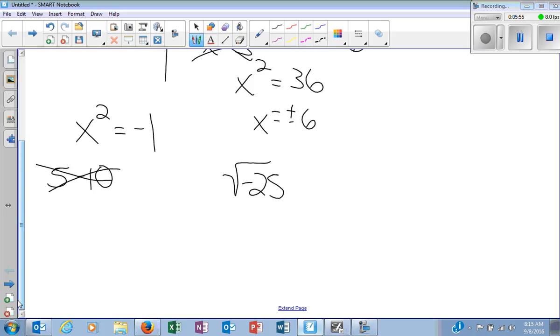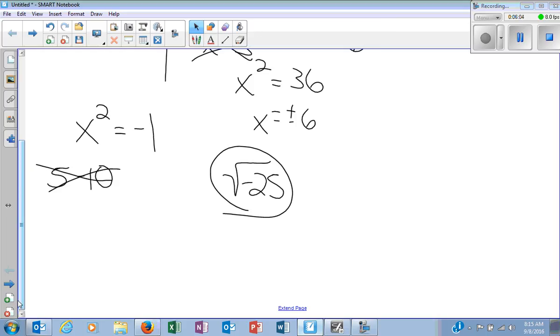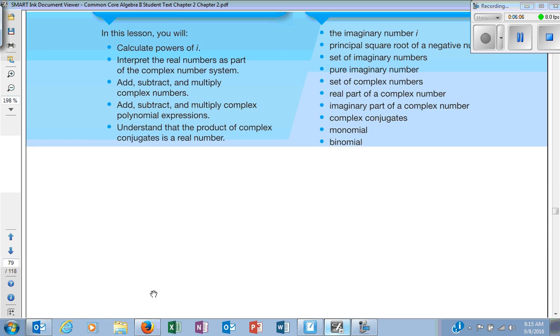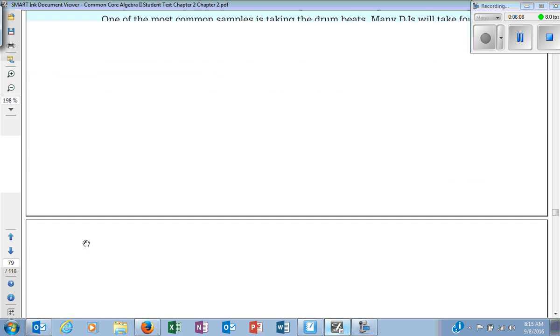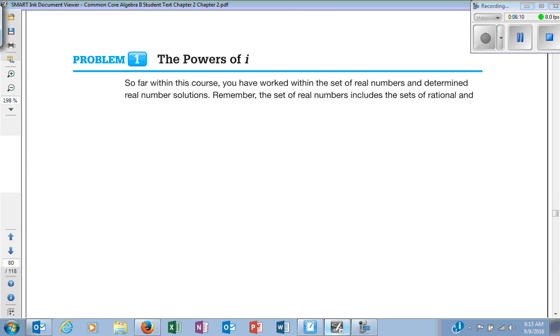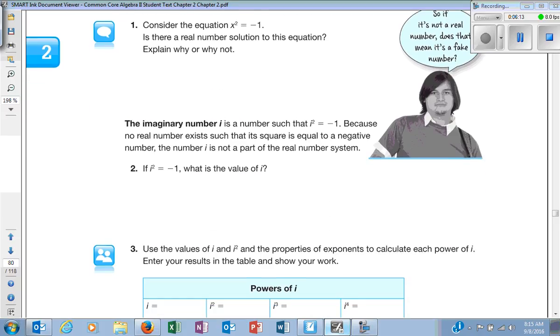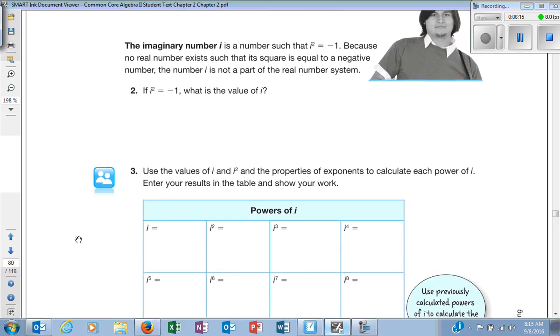Does that make sense? So this is what we're going to focus on today. We're going to focus on how to deal with these guys, what they make, what they look like, and all that kind of stuff. All right, so imaginaries. An imaginary number is such that i squared equals negative 1.